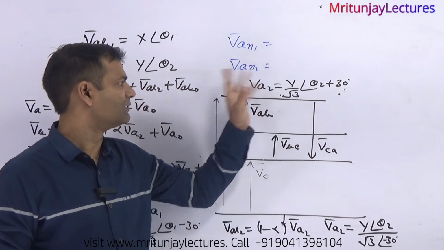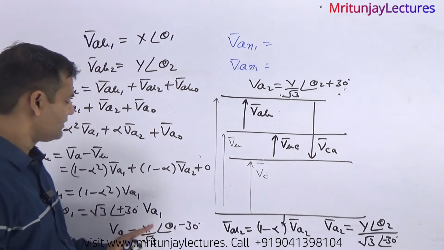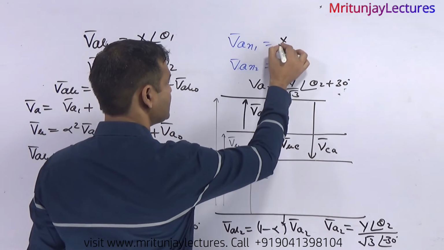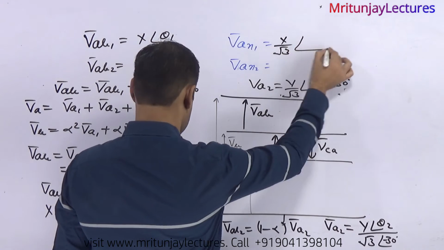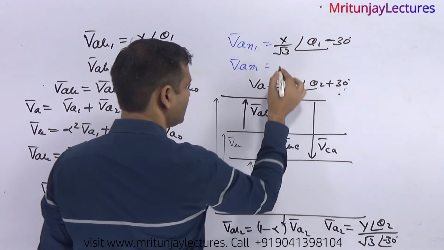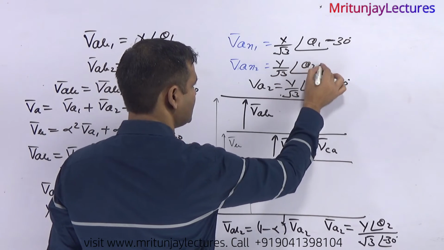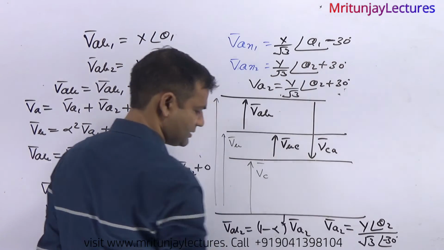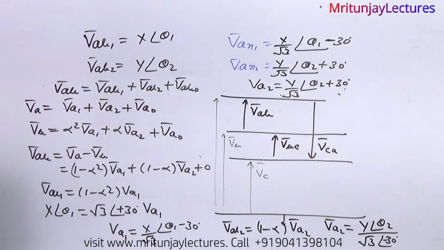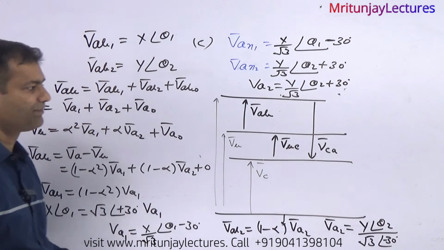And solving, find the answer. So what about V of A1? We got x by root 3 at the angle theta 1 minus 30 degree, and this one is y divided by root 3 at the angle theta 2 plus 30 degree. So which option is correct option? That is C. C is the correct option. Okay, make it.